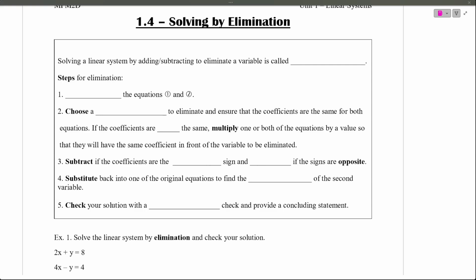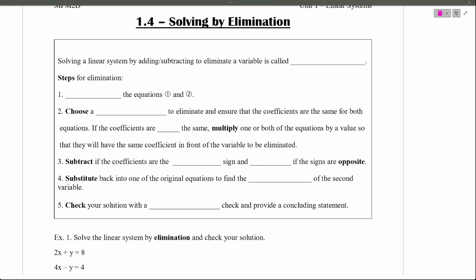Okay, so we're on to the last form of solving a linear system of equations, or last style or strategy, I should say. And this is solving a linear system by elimination. Basically, we're trying to eliminate one of the variables so we only have one left, in which case it makes it straightforward and trivial to actually solve for.